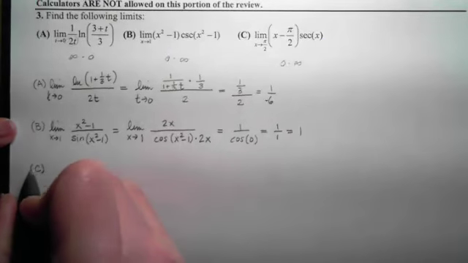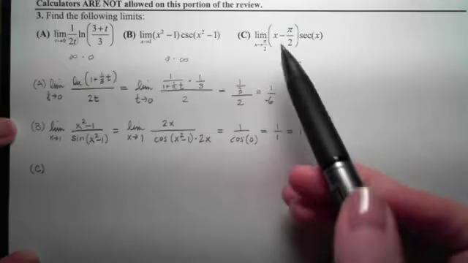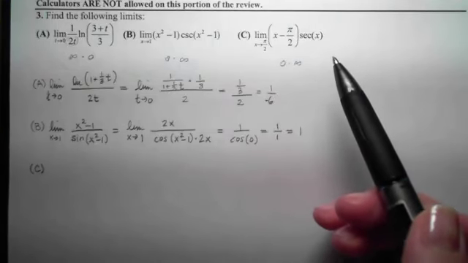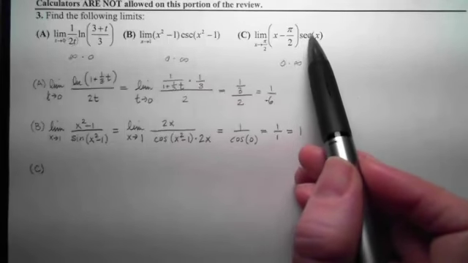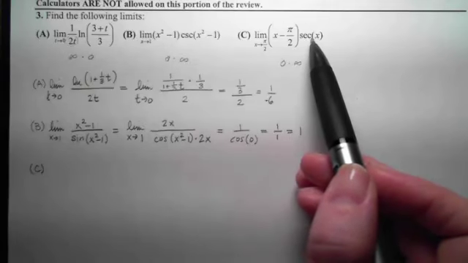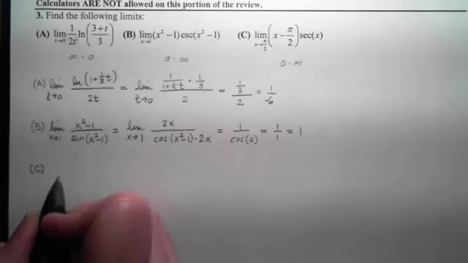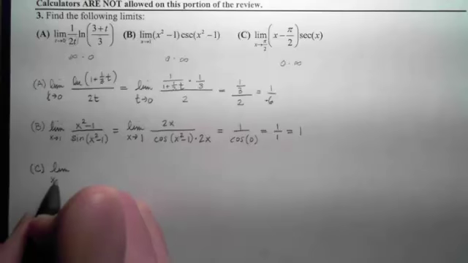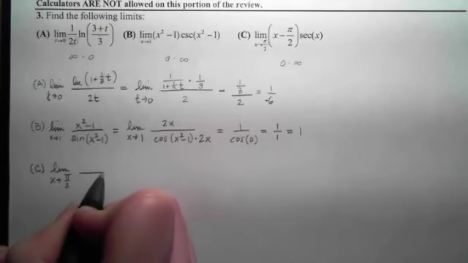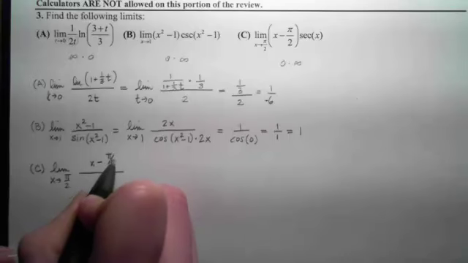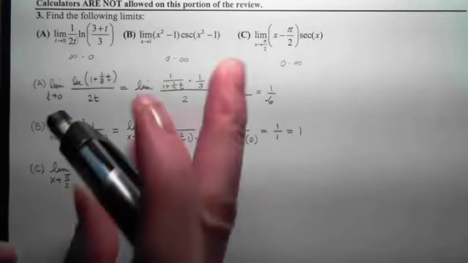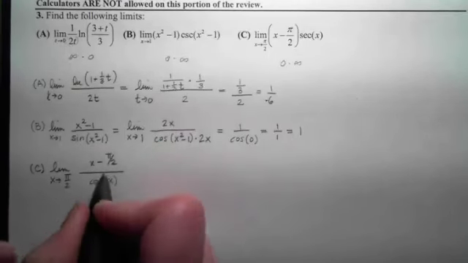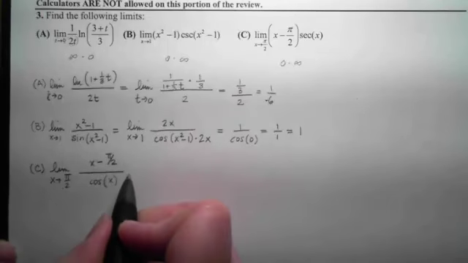I again have the same scenario I did with part B. It's not real obvious what should go on the top and what should go on the bottom, but I'm going to choose to put the reciprocal of the secant, which is a cosine. I'd rather work with a cosine than a secant, so I'm going to put the reciprocal of that secant on the bottom of my fraction. So that'll be the limit as x approaches pi over 2. On top, I have an x minus pi over 2. And on the bottom, I'll have the cosine of x, which means when I plug in my pi over 2, I'll get a 0 over 0, which means it's a candidate for L'Hopital's.